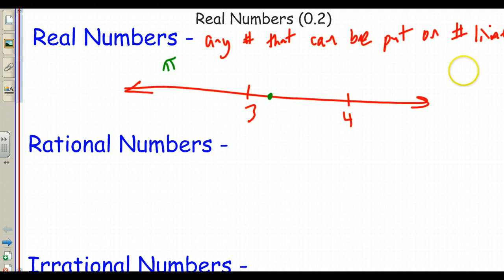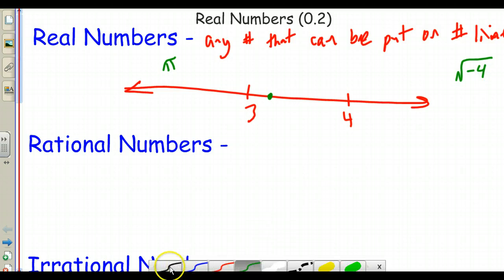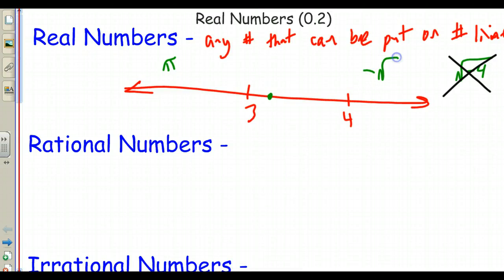The only thing that would not be a real number is something like the square root of -4. That would not be real. Interestingly, though, negative square root of 4 is a number, right? That would be -2. But you can't take the square root of a negative. That causes an imaginary number, which you haven't learned yet. We may not even learn that till Algebra II.